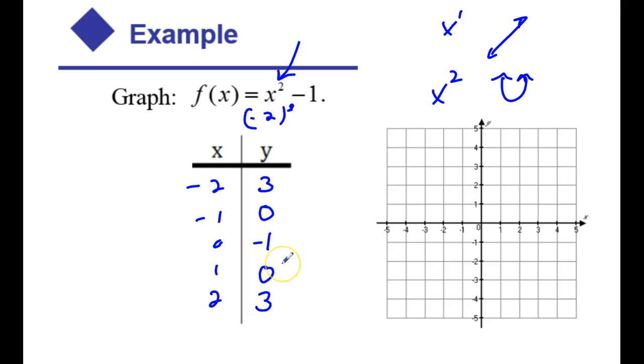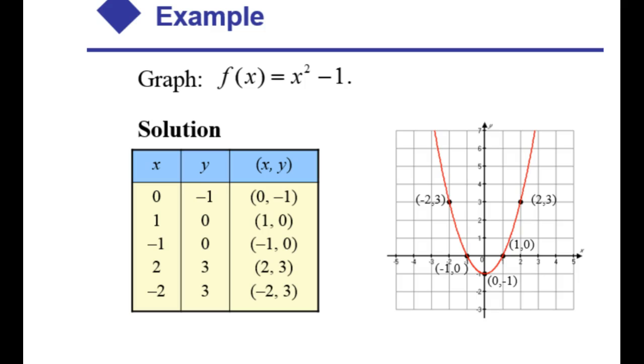So I can see I've got some y values that are repeating. If I plot these points, negative 1, 0, 0, negative 1 here, and 2, 3, I can see I've got this nice, round, smooth parabola. This is called the vertex of the parabola here, and this thing will continue, so I'll put arrows in this direction. So I know that anything that's an x squared graphs this parabolic shape.